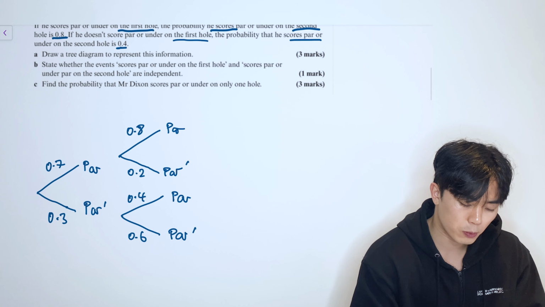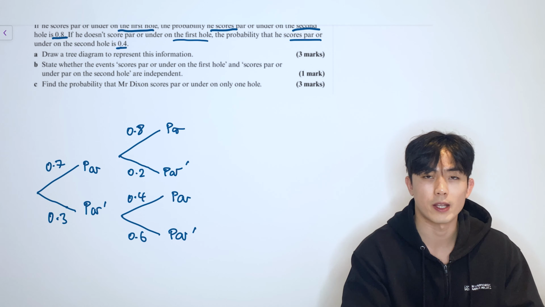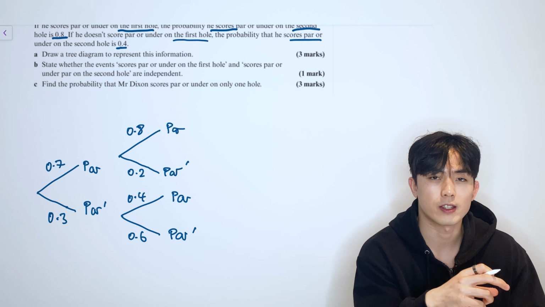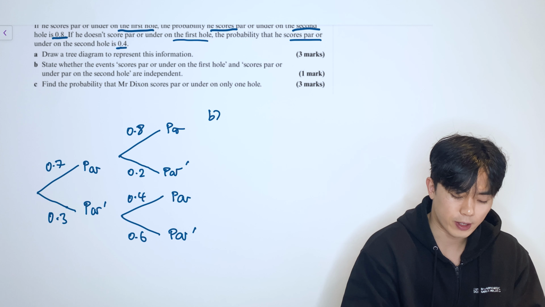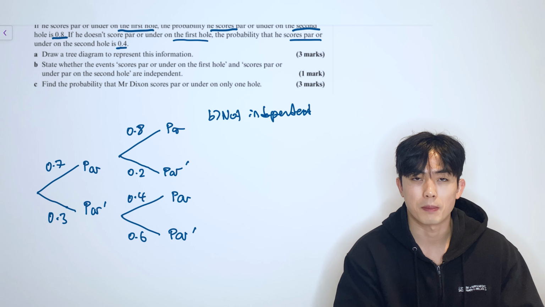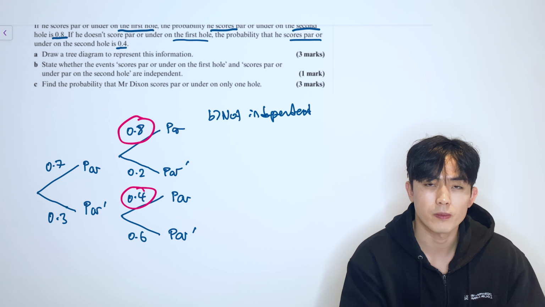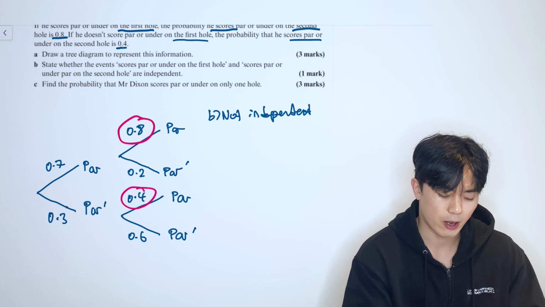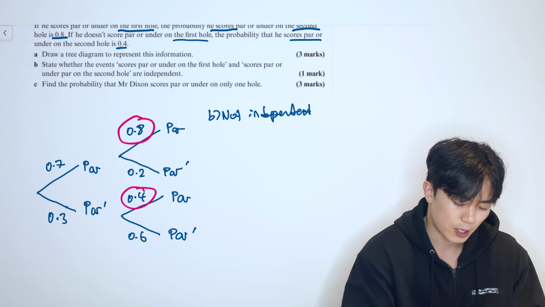Right, B. State whether the events scores par or under on the first hole and scores par or under on the second hole are independent. Remember, independent means that one event does not directly affect the probability of the second event happening, okay? But in this case, this is not independent. The reason being is because, as you can see, depending upon whether he scores par or not, the likelihood of scoring a par on the second hole is different, right? So these values are different. Now, if they were the same, it would be an independent event. However, because they are different, it means it's not independent, meaning the first hole score affects what he gets in the second hole.